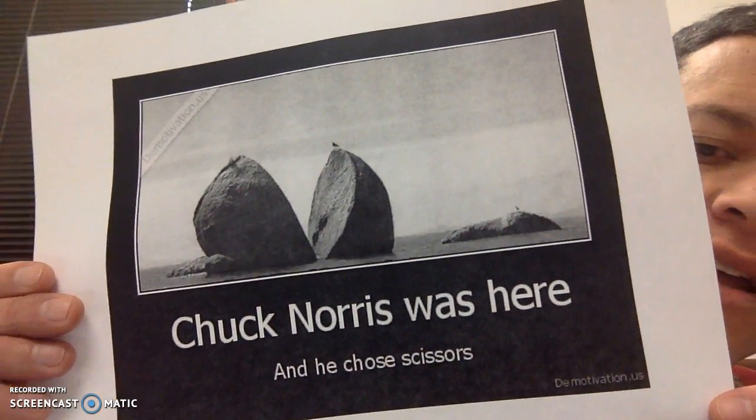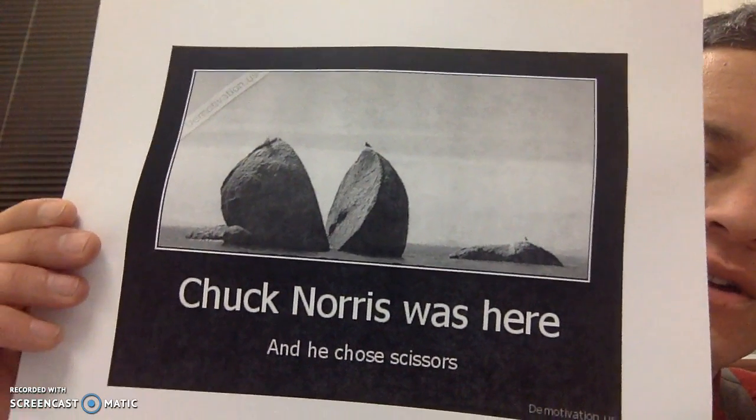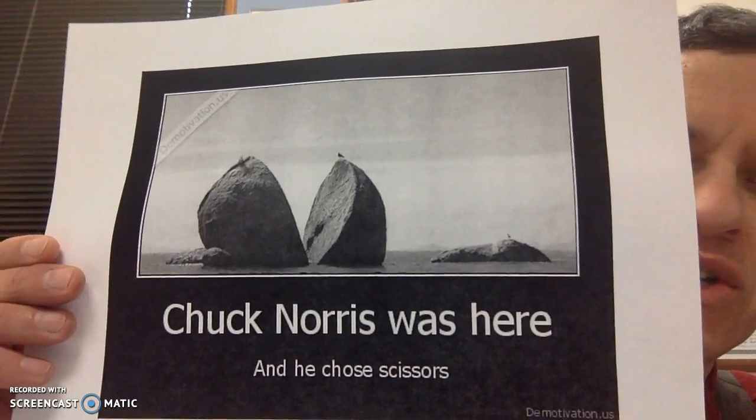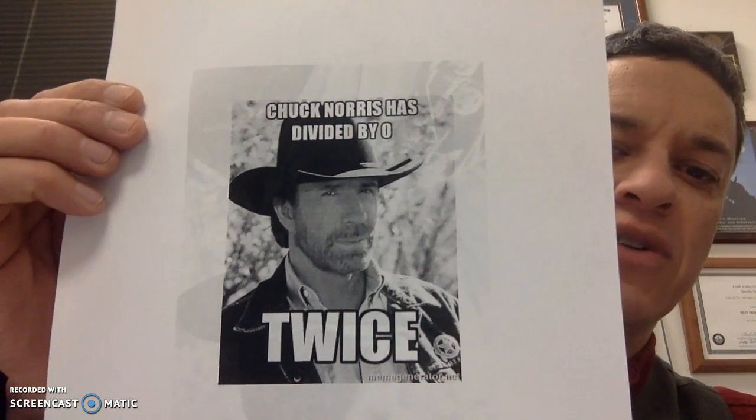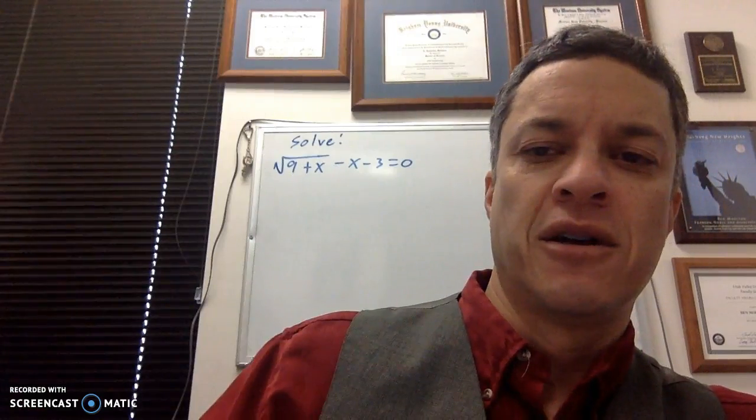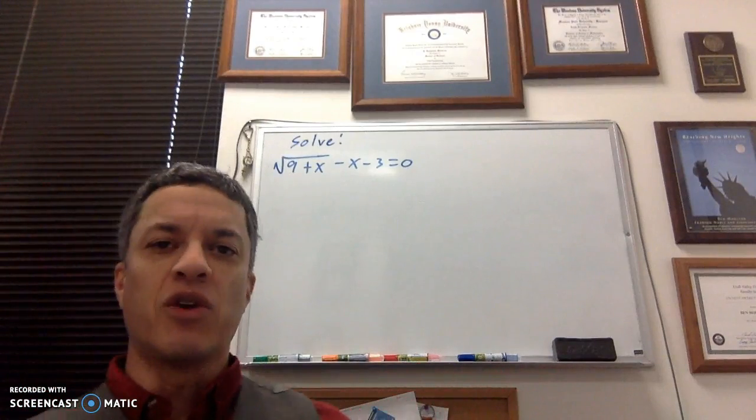These are some of my favorite postings. Chuck Norris was here and he chose scissors. Or, I like this particular one as it relates to math. Chuck Norris has divided by 0 twice. That's right. I'm dedicating this one to my buddy Chuck Norris. Yeah, we go way back.